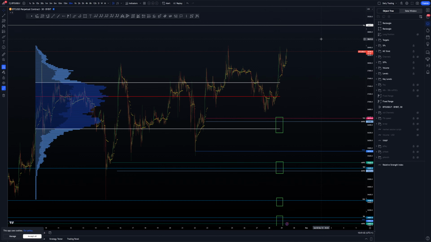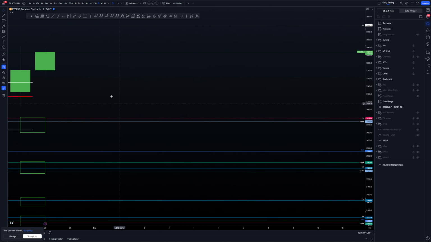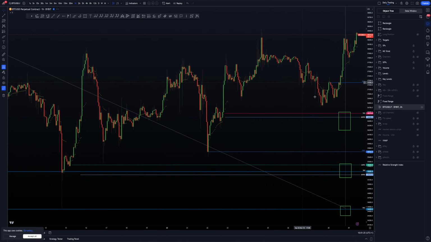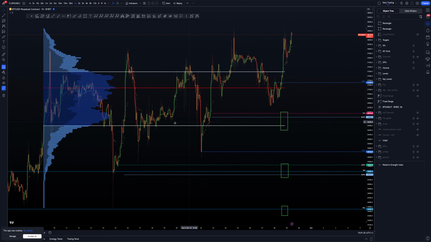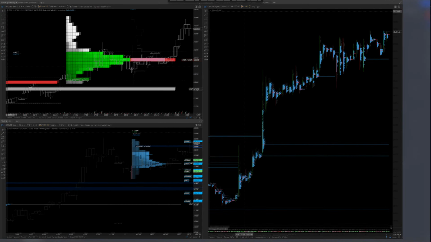All right. Let me see where the confluence is in this. All right, so we do have one new daily a bit below here, right there. Okay, one daily.